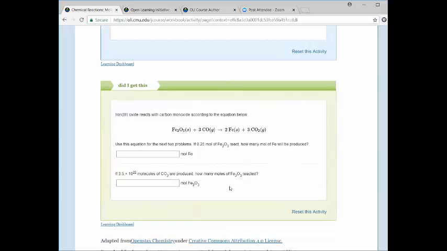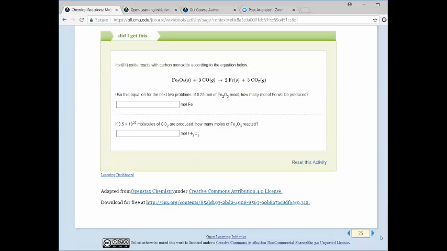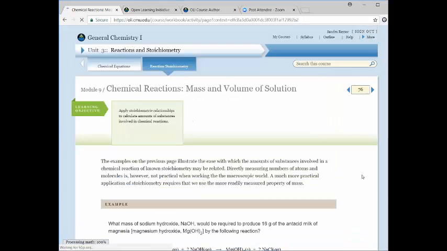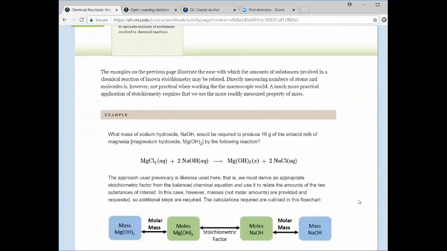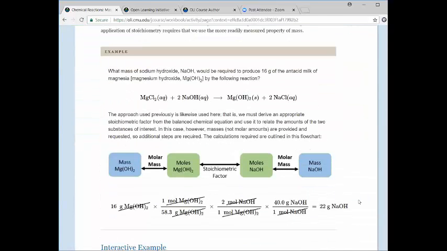And then we end here with a more straightforward did I get this question, again removing that scaffolding of the hints. Moving to a bit more complex problems. These problems are your typical stoichiometry: given the mass of product, what's the mass of the reactant.